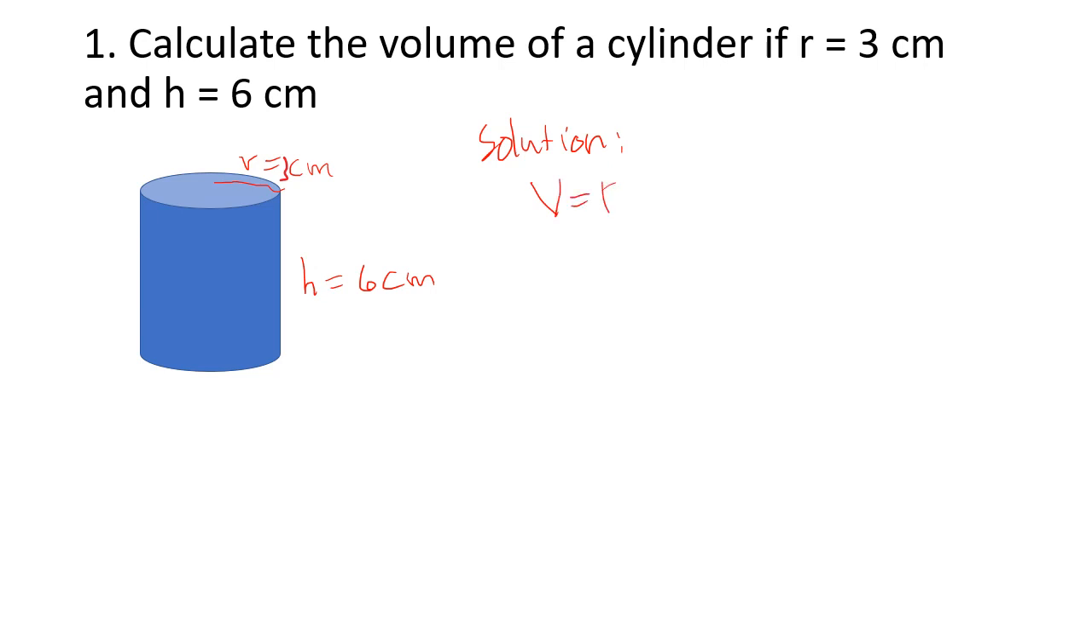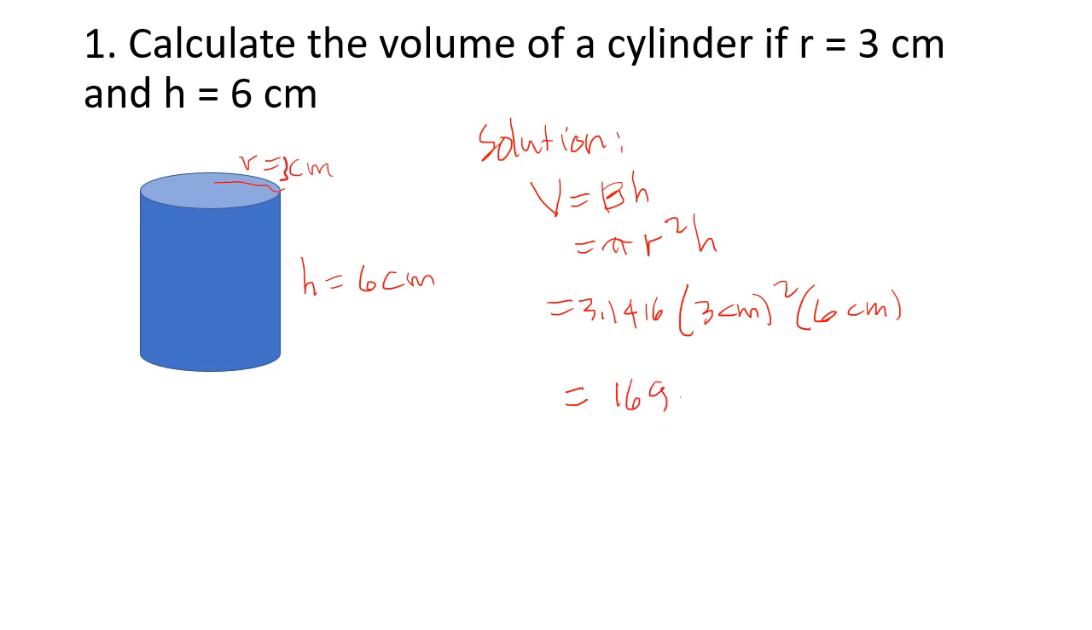Volume equals BH, equals pi r squared h, equals 3.1416 times 3 centimeters squared times 6 centimeters. This one equals 169.56 cubic centimeters.